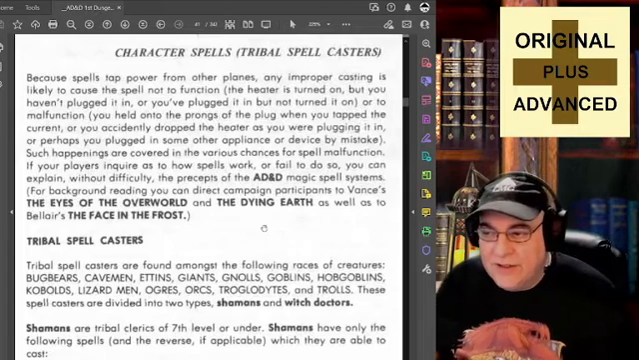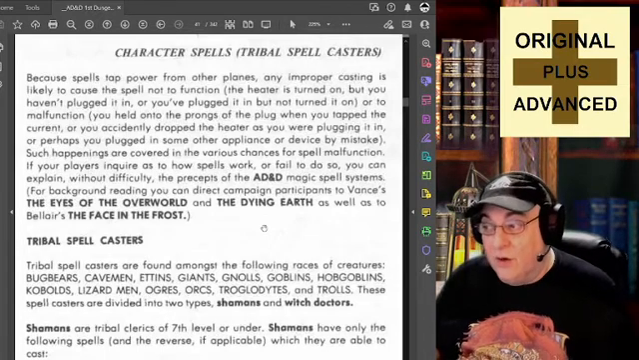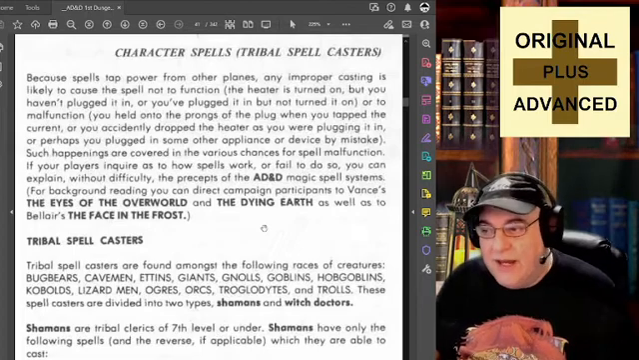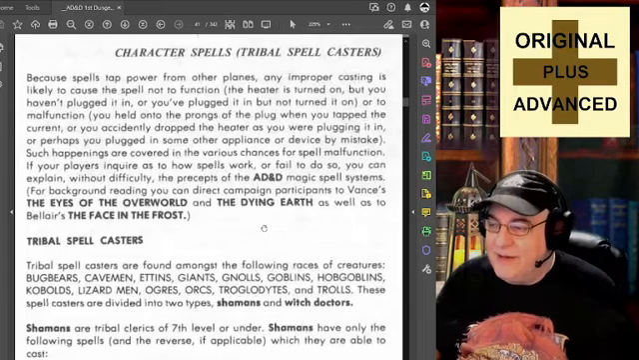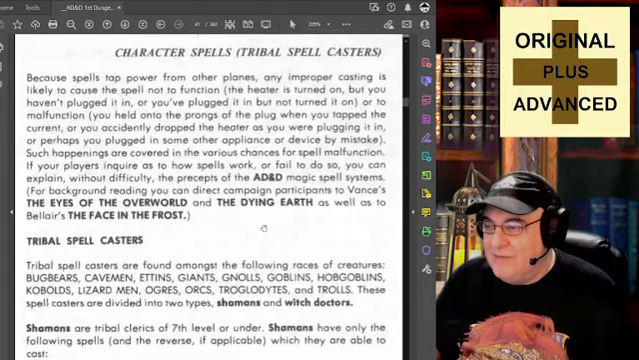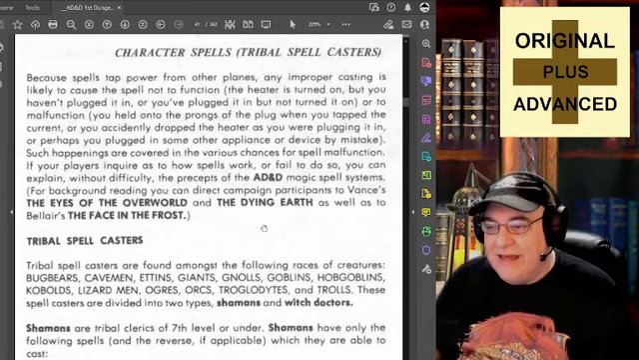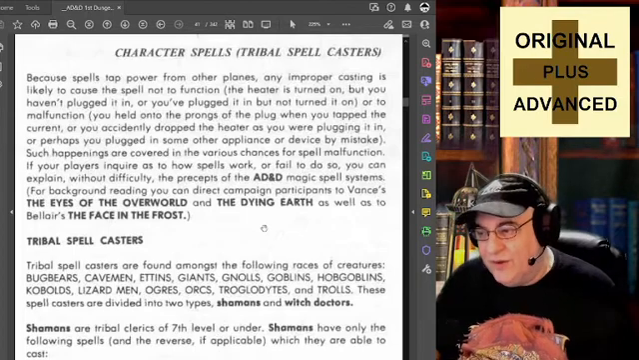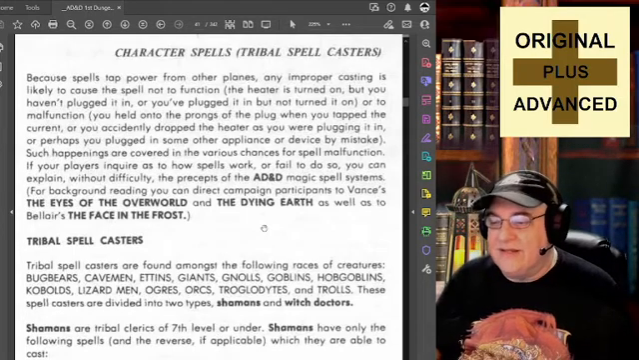If your players inquire as to how spells work or fail to do so, you can explain without difficulty the precepts of the AD&D magic spell systems. For background reading, you can direct campaign participants to Vance's The Eyes of the Overworld and the Dying Earth, as well as to Belair's The Face in the Frost.